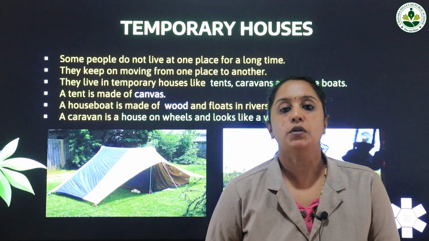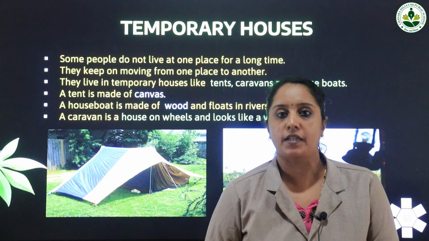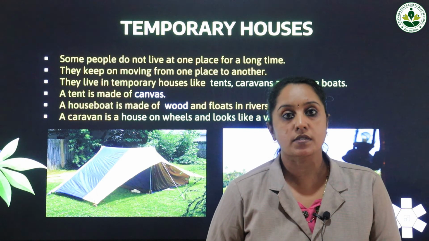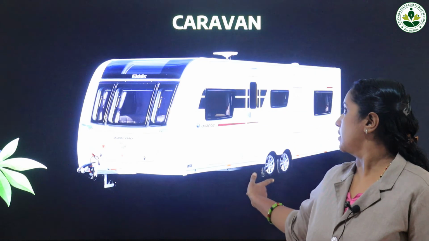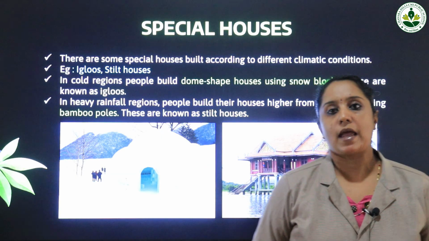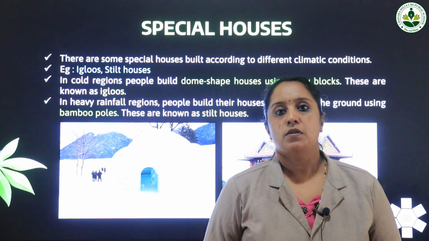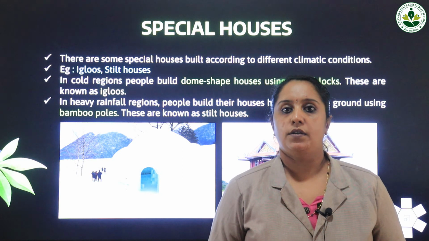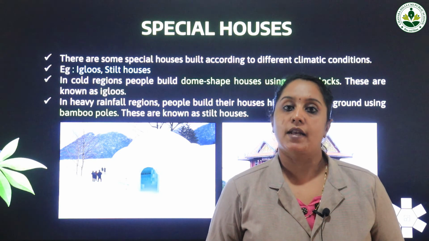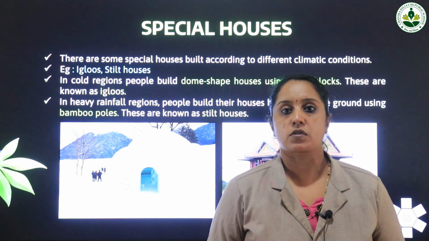Then we also saw two types of special houses. Which were they? They were igloos and stilt houses. So what you have to do is go through your lesson. Your exams are going on. Go through the lesson. You study for your exams, and next week we will discuss the notes of this lesson.